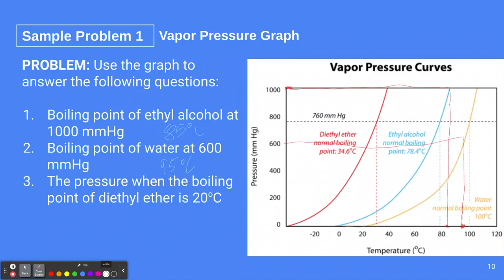And then the last one we're trying to figure out is the pressure when the boiling point of diethyl ether is 20 degrees Celsius. So this one's different. We've got to go up from 20 degrees Celsius till we hit that line, and then we're going to come over. Now this one isn't as easy, I would say, to figure out. 500 would probably be around here. So I would say maybe a good number here would be somewhere around 525 millimeters of mercury.